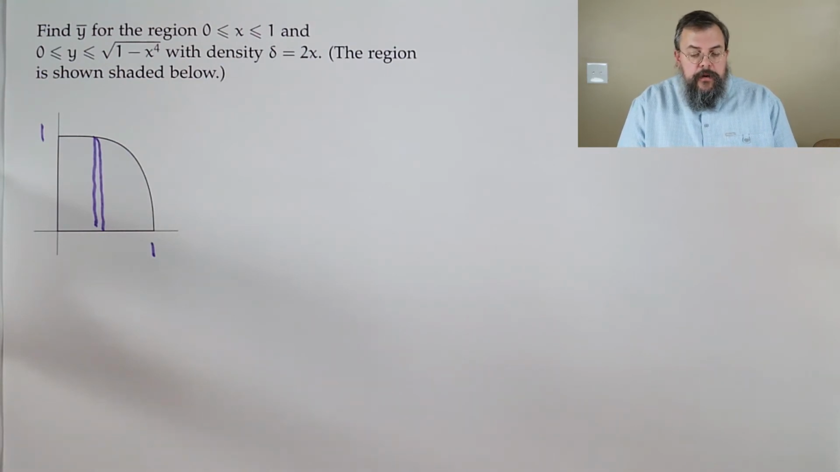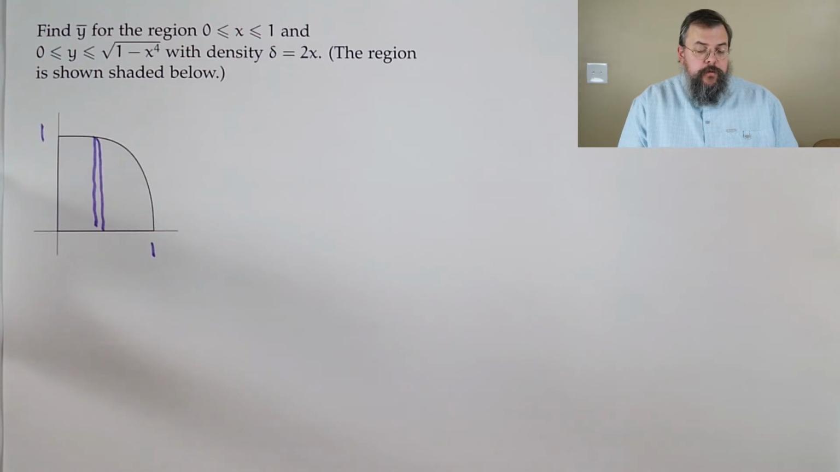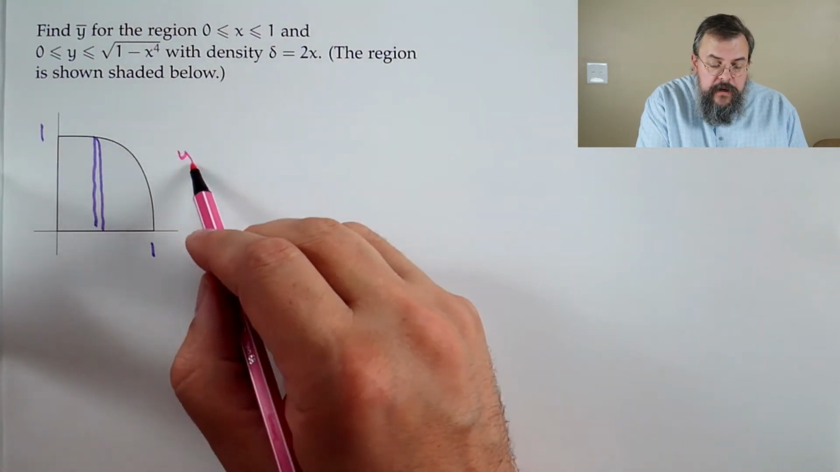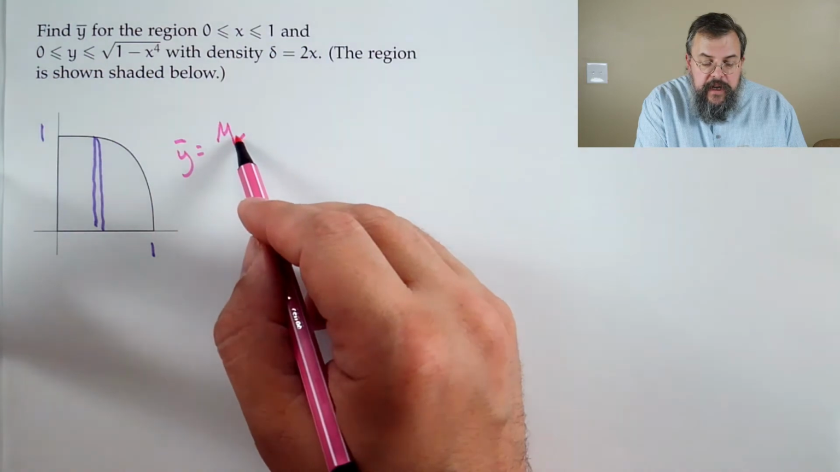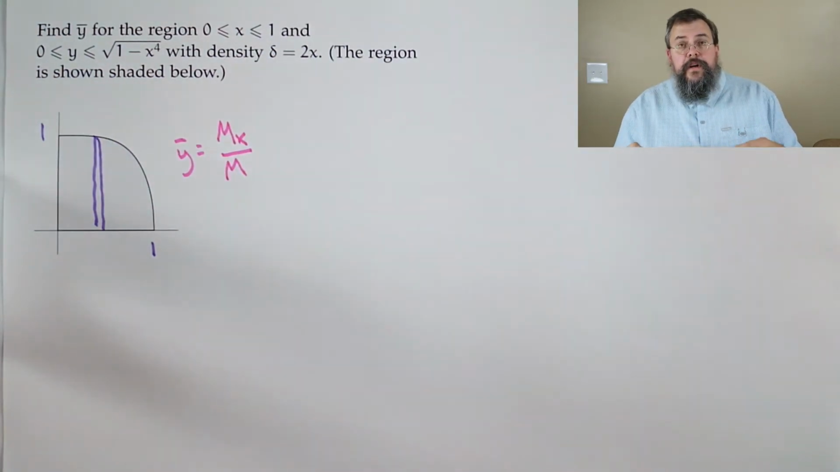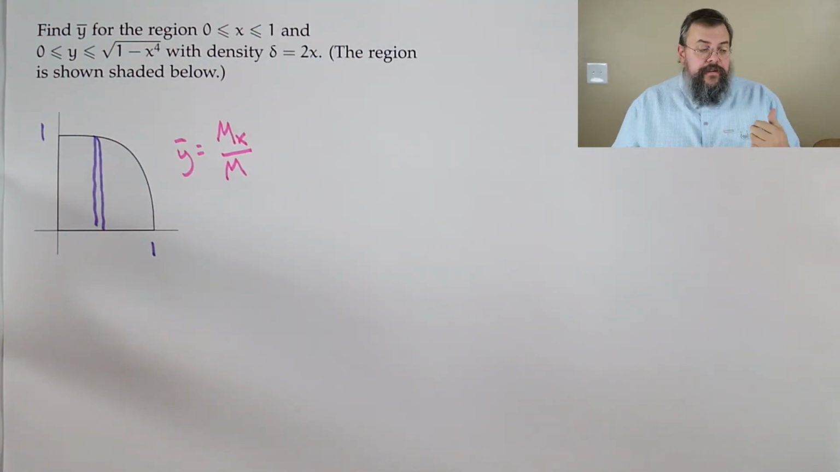So, how do we begin? Well, what do we need? We need to find y bar. We know how to find y bar. It's given in the following way. Y bar is equal to our moment with respect to x divided by our mass. So really this is saying we need to compute two things, our moment and our mass. Well, let's get into it. How do we do it?